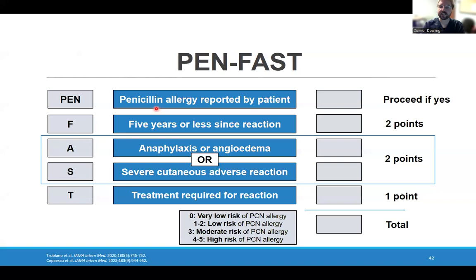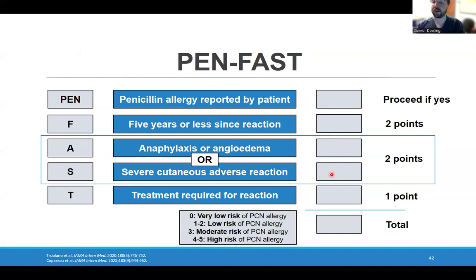So if a patient has a reported allergy history, we can go ahead and proceed. If it's been within the last 5 years, they get 2 points. If it's been beyond 5 years, it's no points. And then going down below this as well, if we had an anaphylactic reaction, that's 2 points.